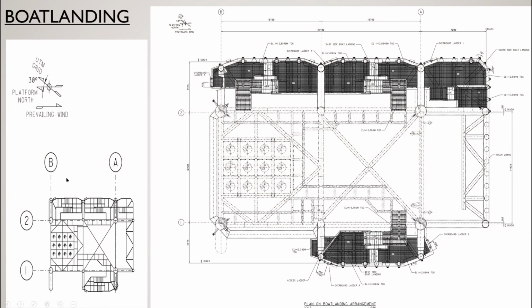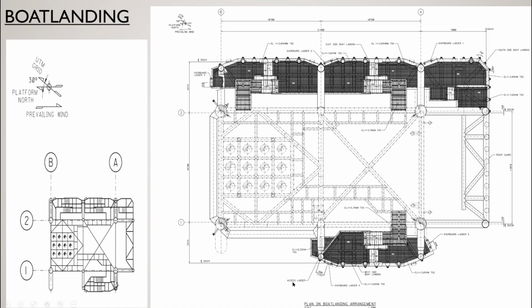In this next slide, you can see this is the prevailing wind and this is the point north, and in this prevailing wind you can see the boat landing is provided across it. This is north, this is south, east and west, and the boat landing is provided east and west because the wave motion will be in north and south. Here you can see the prevailing wind again, and this highlighted portion is called the boat landing.